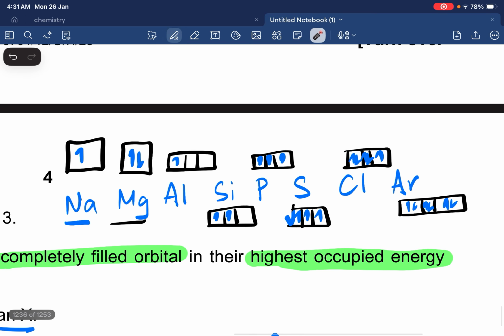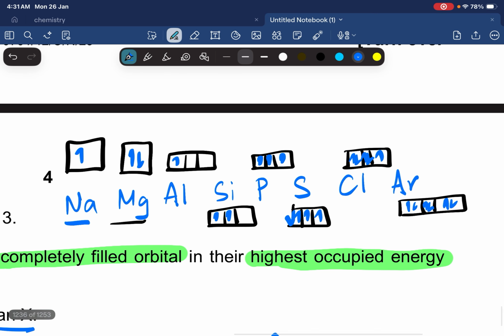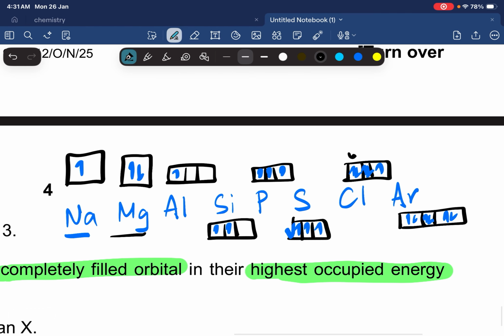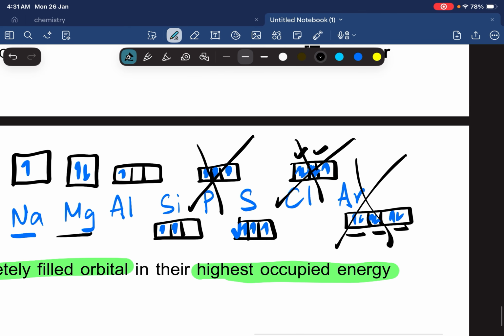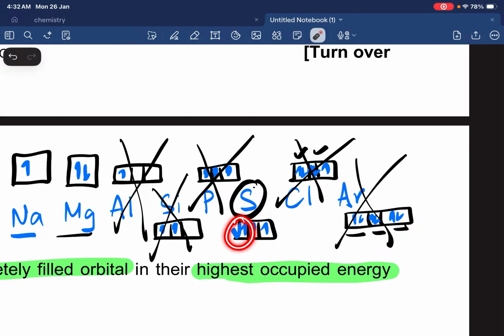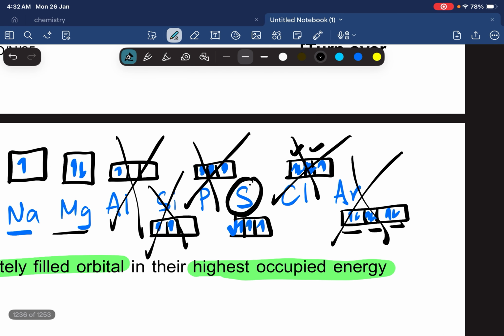Now we see that over here there are 2 completely filled orbitals in chlorine, this one and this one, so cross. In argon there are 3 completely filled orbitals, cross. In phosphorus there's no completely filled orbital. In silicon there's no completely filled orbital. In aluminum there's no completely filled orbital. So only sulfur has one completely filled orbital, which is one of the P orbitals, Px, Py or Pz. And magnesium has a completely filled orbital, because you can see sodium does not have a completely filled orbital. So the 2 elements we're talking about are magnesium and sulfur. You can see it for yourself.